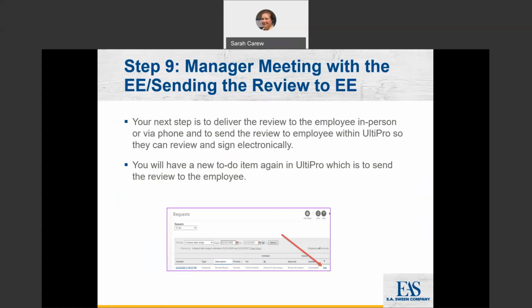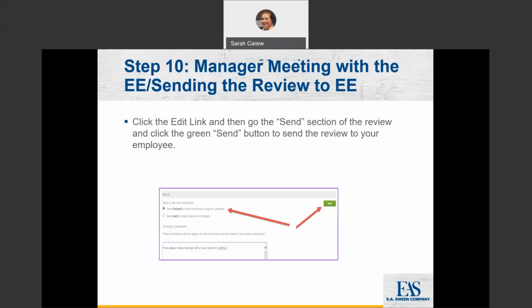So you'll forward the review on to the employee when you're ready, when you think it's the best case, and then the employee will be able to review and sign. Much like you did previously when you forwarded the review to HR, you can either forward it to the employee, Fred Flintstone here, to sign and complete, or if something comes up, you can always send it back to HR for additional edits. And if you send it back to HR, HR can then send it back to you.